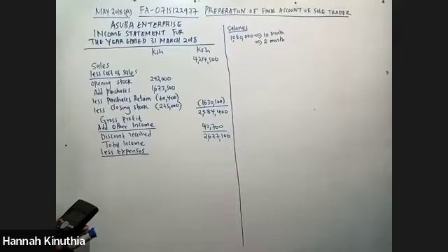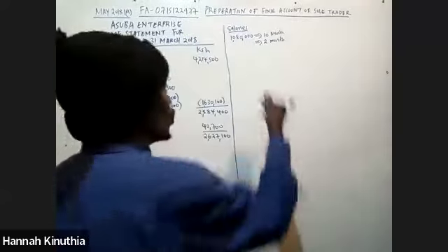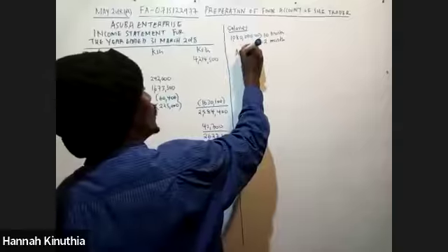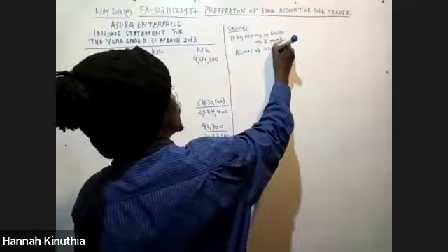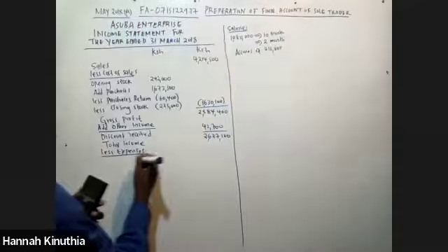So 1080,000 times 2 divided by 10. So we have an accrual of 216,000. Now I want you to tell me, so salaries.